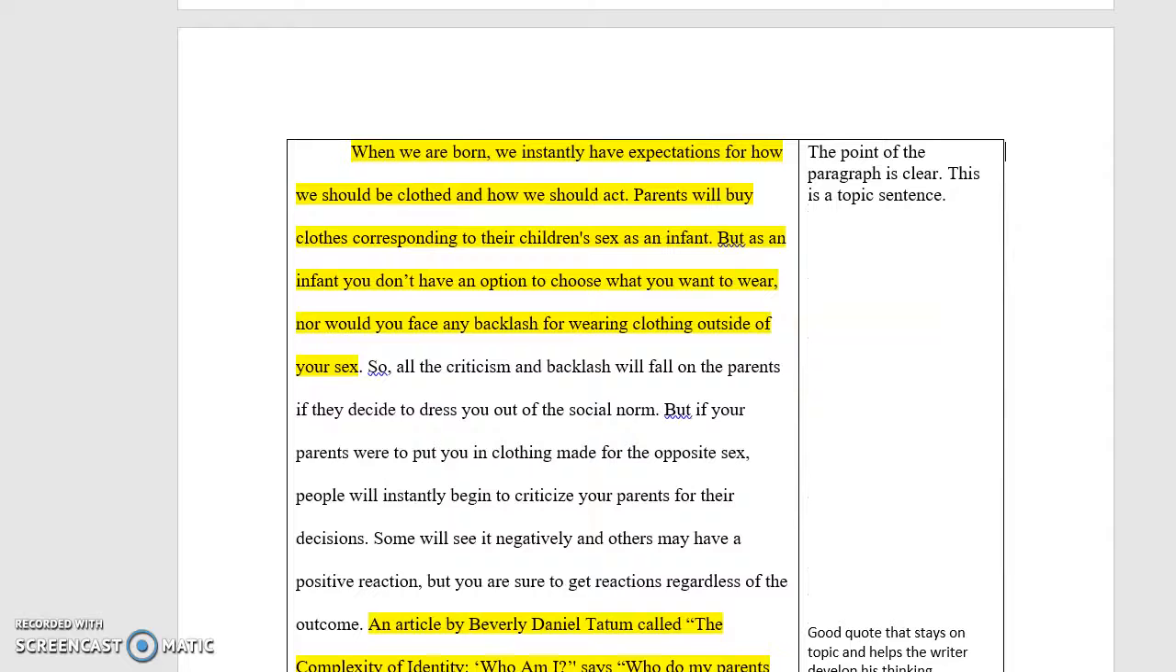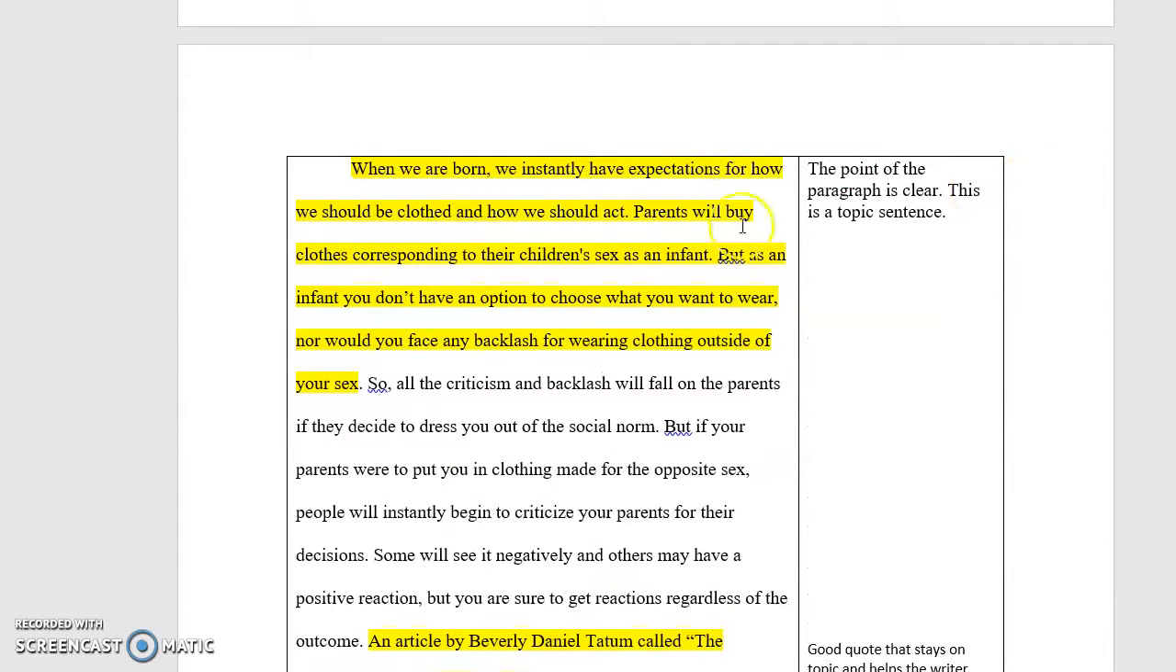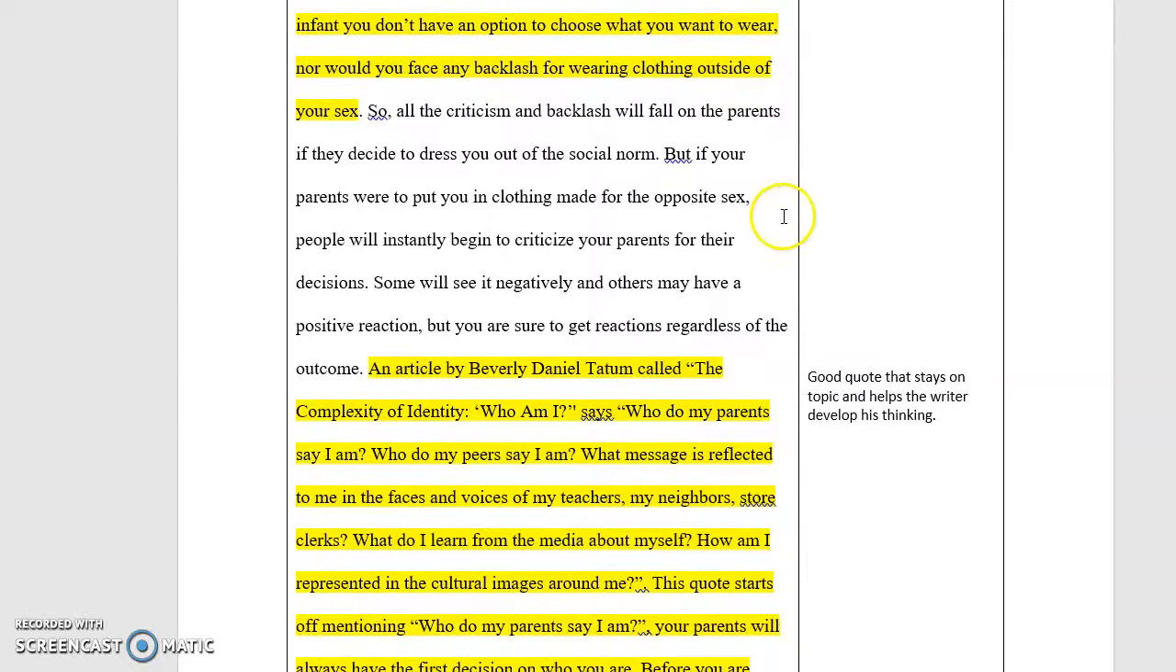Then he goes into his body paragraphs. Each body paragraph starts with what's called a topic sentence. That's a sentence that tells you exactly what that paragraph is about. Then he has some discussion, right? So he has his idea here. The topic sentence is also what we call the idea of a paragraph. Then he's got discussion. Then he's got a quote that he's going to use to build his ideas even more.